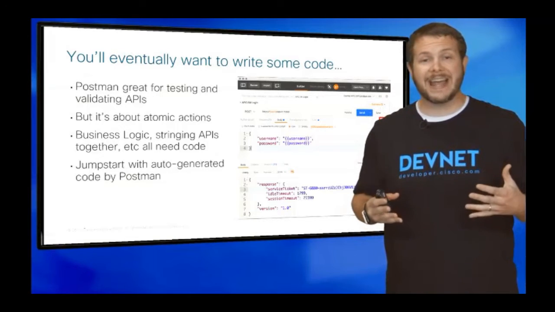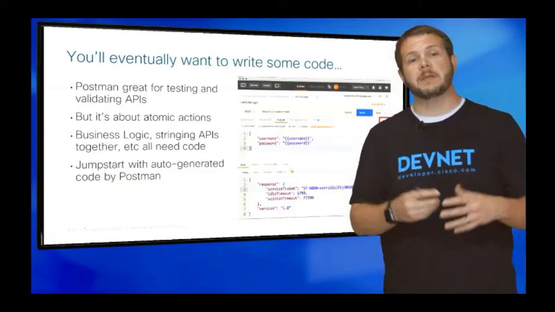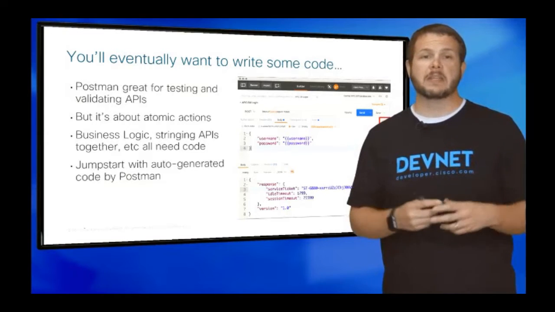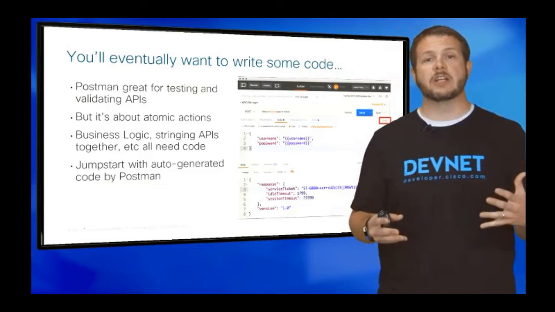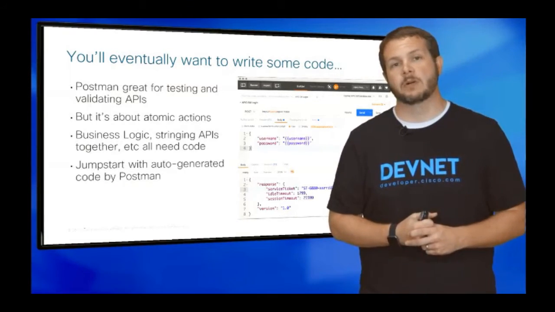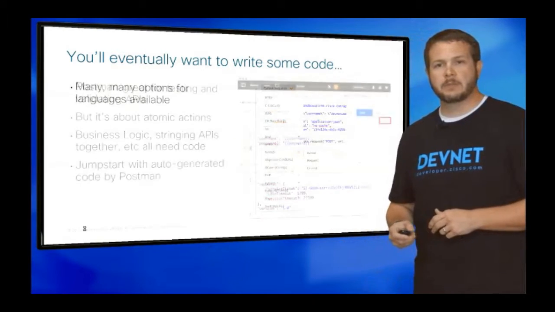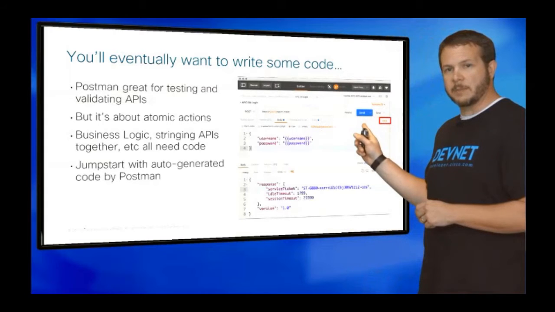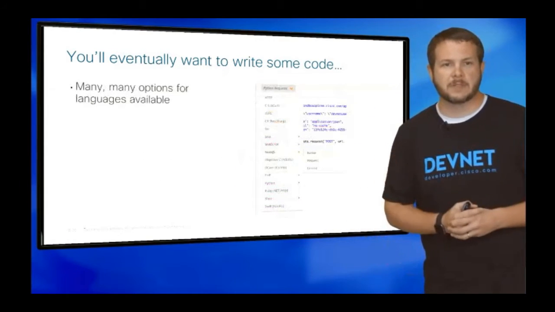Business logic, trying to actually accomplish something of value, often requires stringing different APIs together, and we need code to make that accomplished. The good news is Postman can help us by auto-generating code that represents the API requests that we've built and stored in our collections. We can do that by clicking on the code button here in our API inside of the Postman window, which then opens up all of the example options that we have.